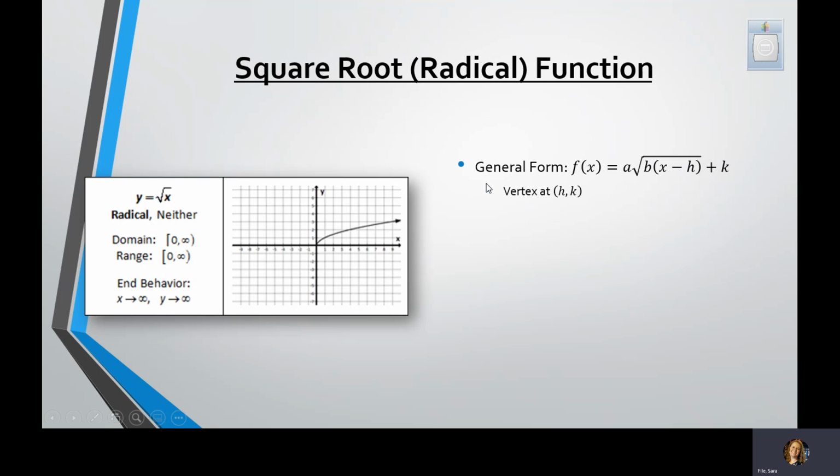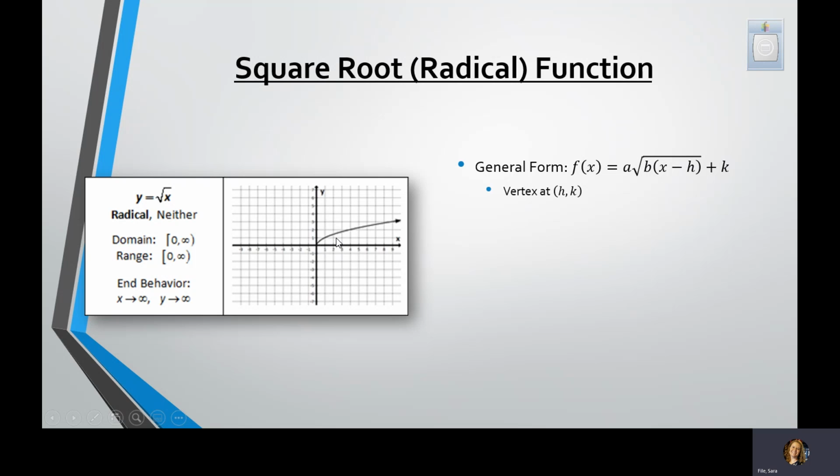The general form looks very similar to the others, except instead of absolute value bars or the parentheses squared, it's a radical that the b times x minus h is under. That's a radical function or a square root function. HK is still the vertex. Now, is that really a vertex? This doesn't change direction. And technically, yeah, this is an endpoint, but we can call it a vertex.